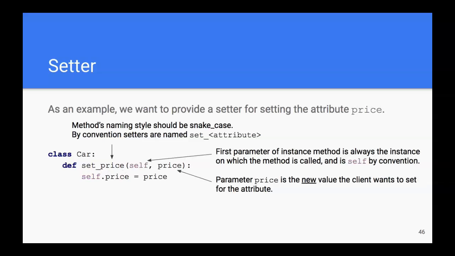And the next thing is something that I've been saying about this, but you might be getting tired of it: the first parameter of an instance method is the instance on which the method is called. So we call this self, although you can call it other things. So this is the instance whose attribute we want to set. And obviously, the parameter price is the new value that we want to store in the instance attribute.